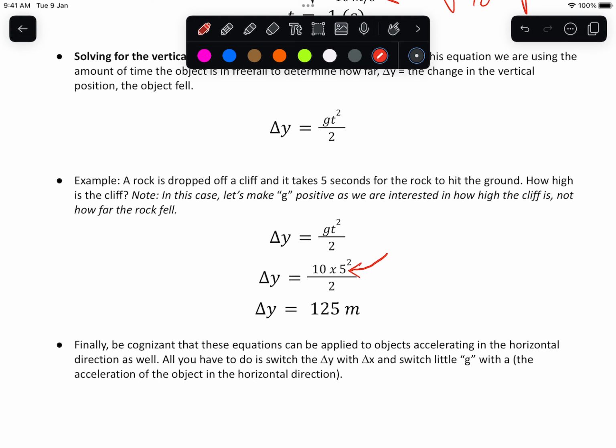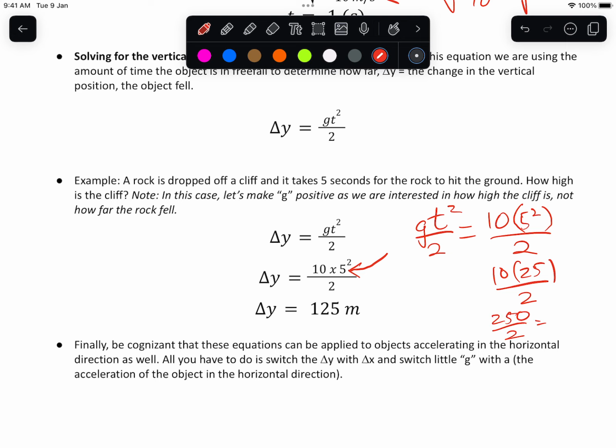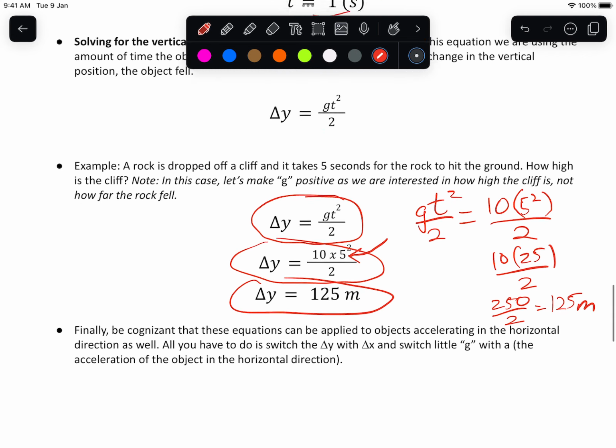So again, if I have 5 seconds, it would just be g t squared over 2. So that's going to be equal to 10 times 5 squared over 2. That becomes 10 times 25 over 2. And that becomes 250 divided by 2, which is equal to 125 meters. So again, equation, working, correct answer with units.